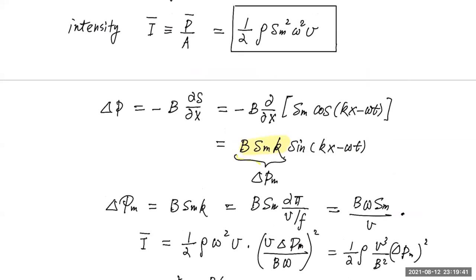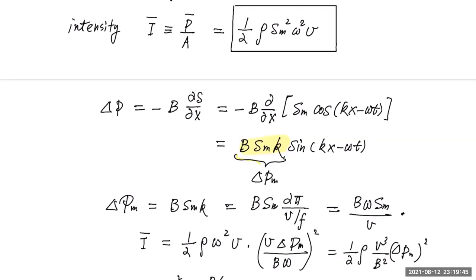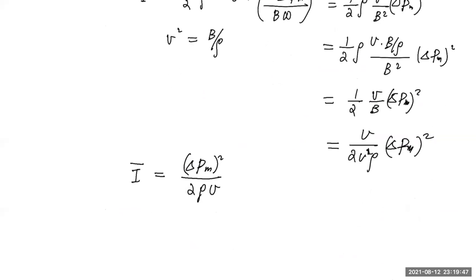So there are two alternative expressions for intensity, one proportional to S maximum squared, the other proportional to delta P maximum squared. And clearly, they're equivalent to each other, and they offer a different way of interpreting where the intensity comes from. It is due to either the amplitude of the displacement wave or the pressure wave. They're really related to each other. All right, so this is how you find intensity.